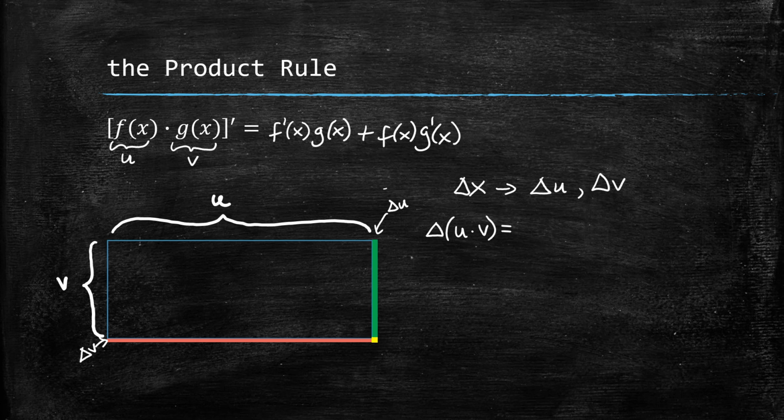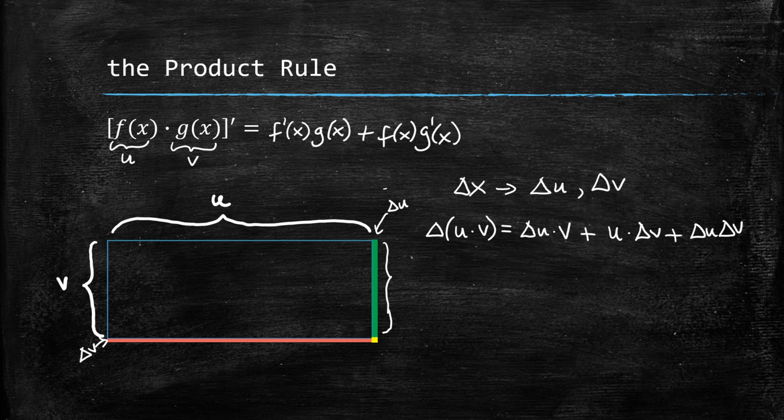So the change in the area is going to be whatever the area of the green rectangle is, which is, actually, let's see, its width is delta U, and its height is just the same as V, plus the area of the red rectangle, which is U, its length, times delta V, plus the area of that little yellow rectangle, which would be delta U times delta V.